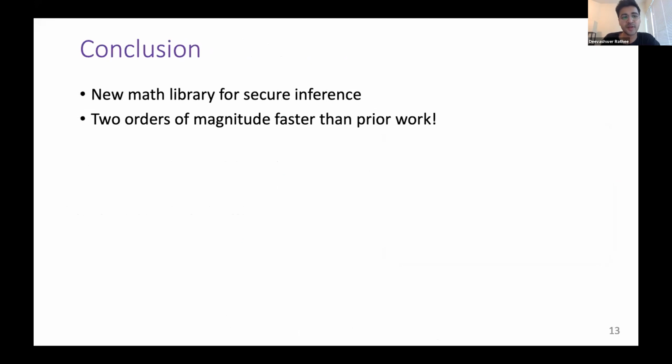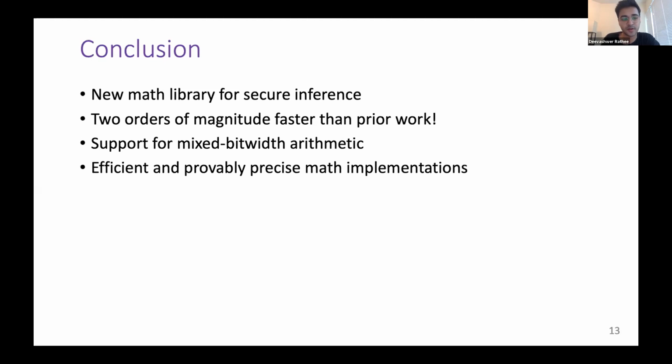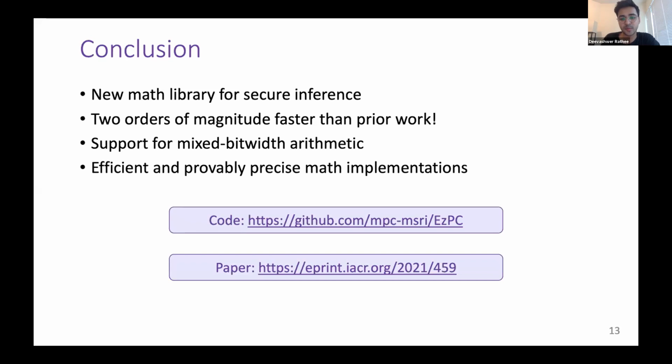In conclusion, we've created a new math library for secure inference, which is 2 orders of magnitude faster than prior work. Our math library SIRNN has support for mixed bitwidth arithmetic, and it also has efficient and provably precise math implementations. Our code and paper are public, and I highly recommend that you check them out. And that's it. Thank you for your attention.